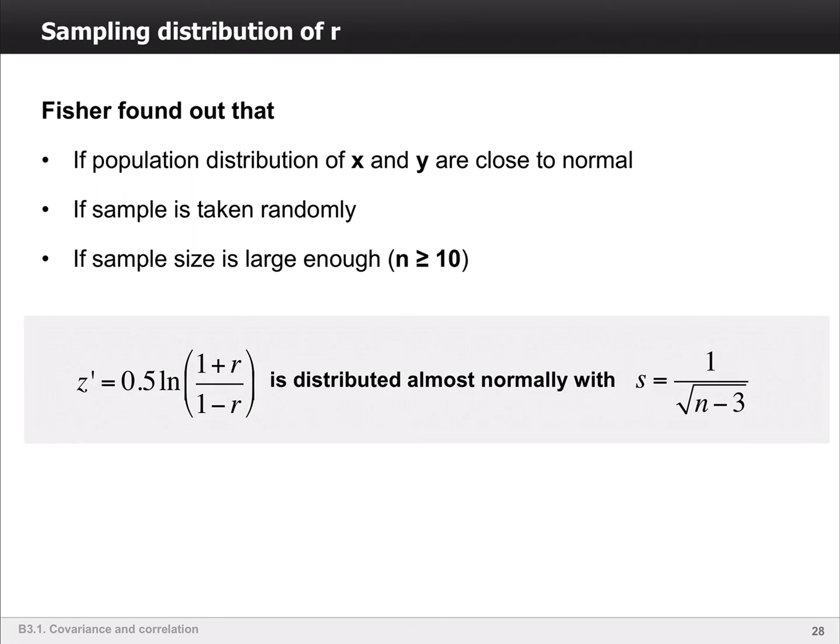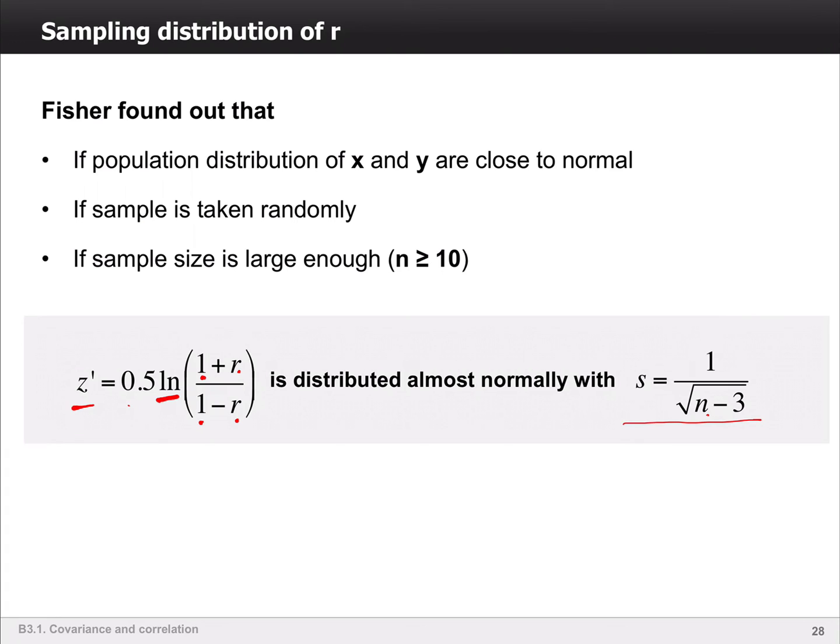I will call it z prime. Okay, this is how to calculate it. You take the correlation coefficient for your sample, add 1, then take 1 minus the correlation coefficient, take the ratio, and then use the natural logarithm, and multiply by 0.5. Okay, then this statistic z prime will be distributed almost normally with a standard deviation that depends on n, where n is the sample size. Okay. So that gives us a sort of hope for how to calculate the confidence intervals.